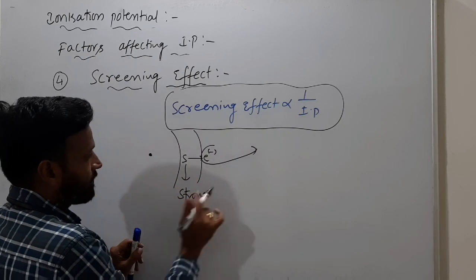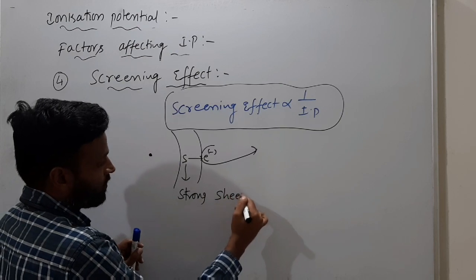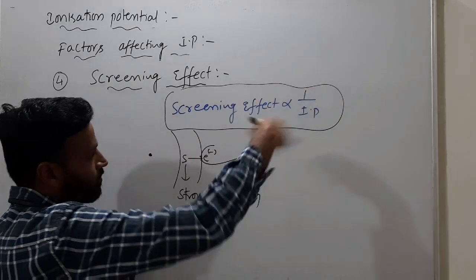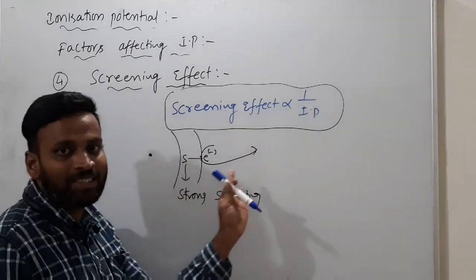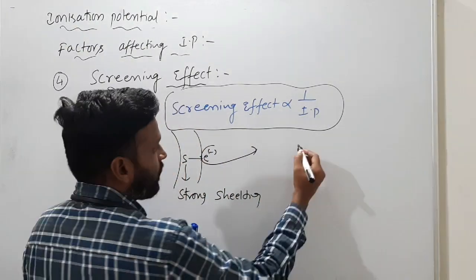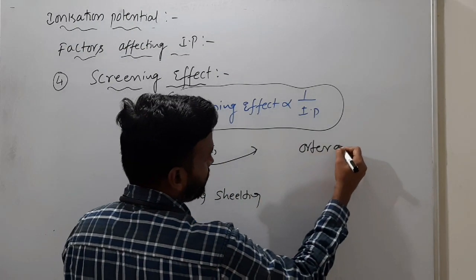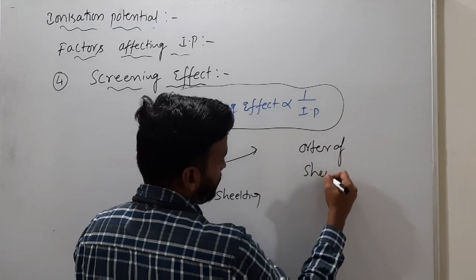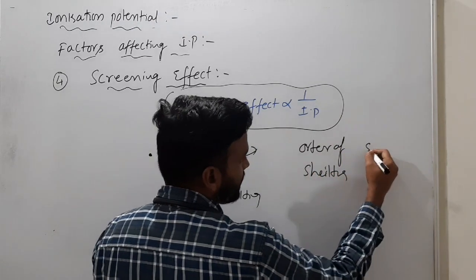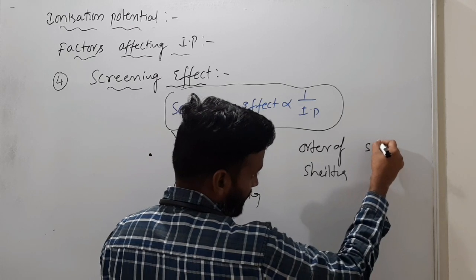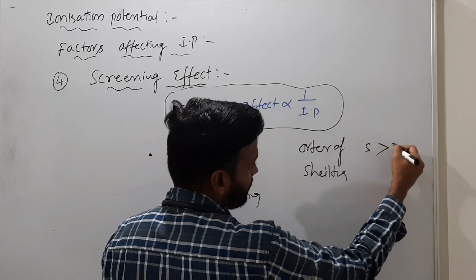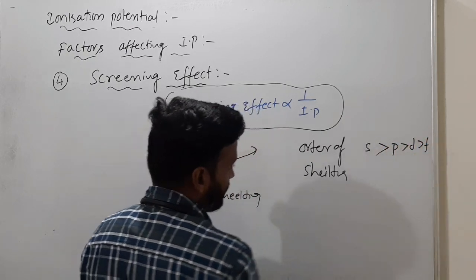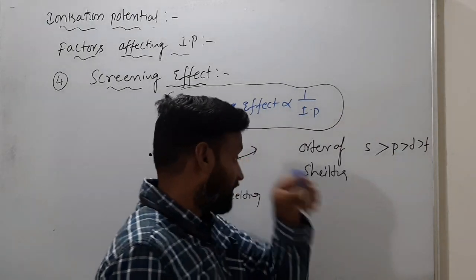So strong shielding, so electron moves away from the nucleus, so less energy is required to remove the electron. What is the order of shielding I told? The order of shielding is S greater than P greater than D greater than F. This is the order of shielding.